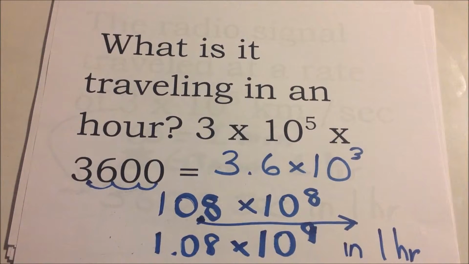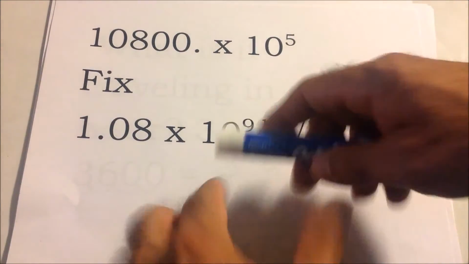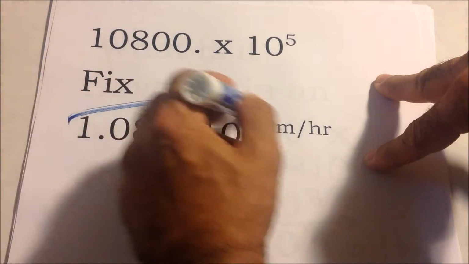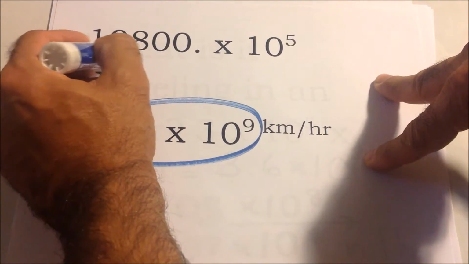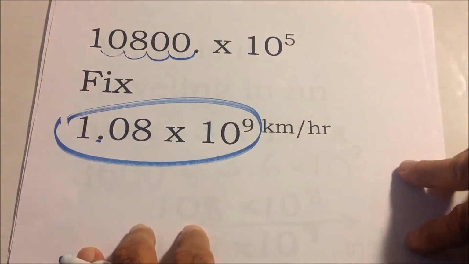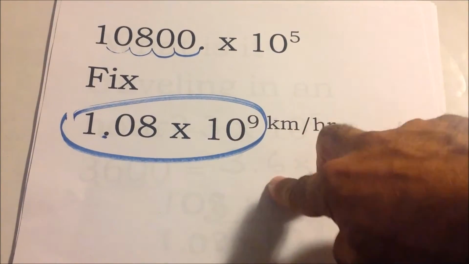Now, if you didn't do it that way, if you did 3 times 3,600, you'll get 10,800 times 10 to the 5th. But remember, in scientific notation, you have to make it that way. So if that's the decimal, how can you get the same number? 1, 2, 3, 4. You have to add 4 to that 5. And that's where we got that 9 from. So that's how much is going an hour.